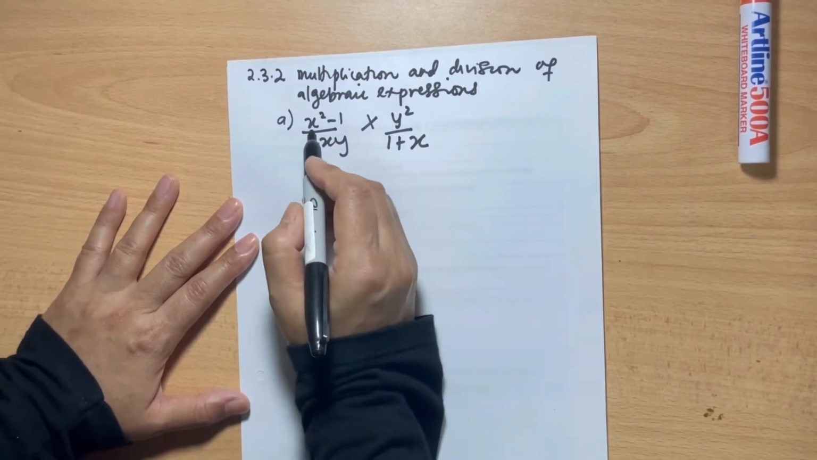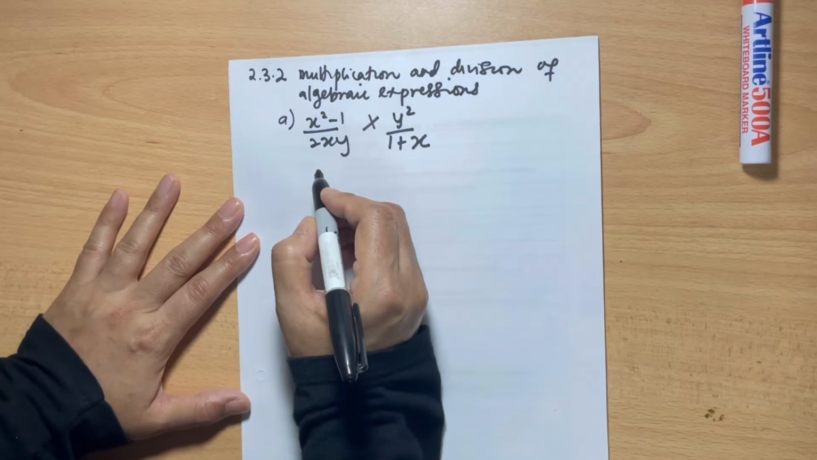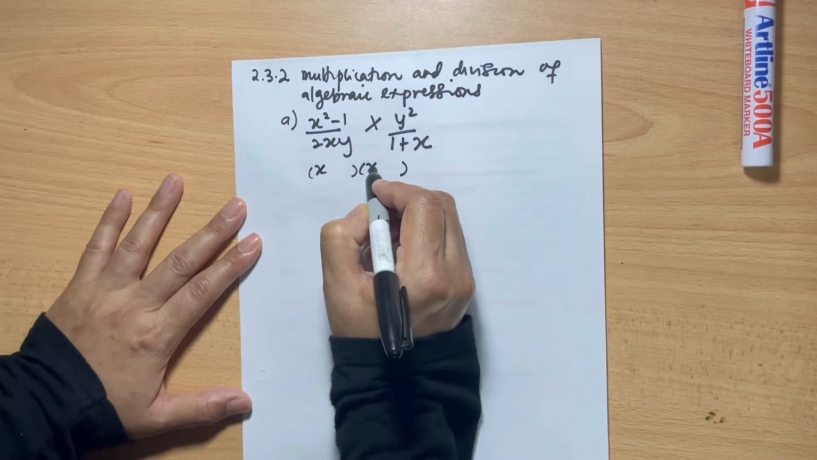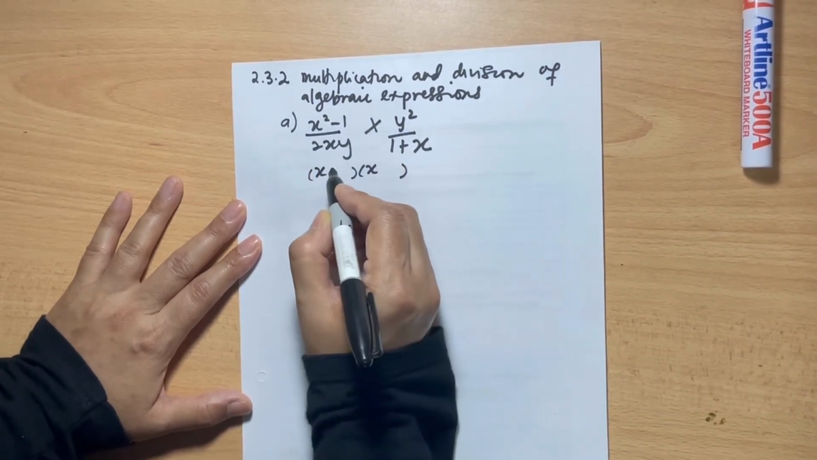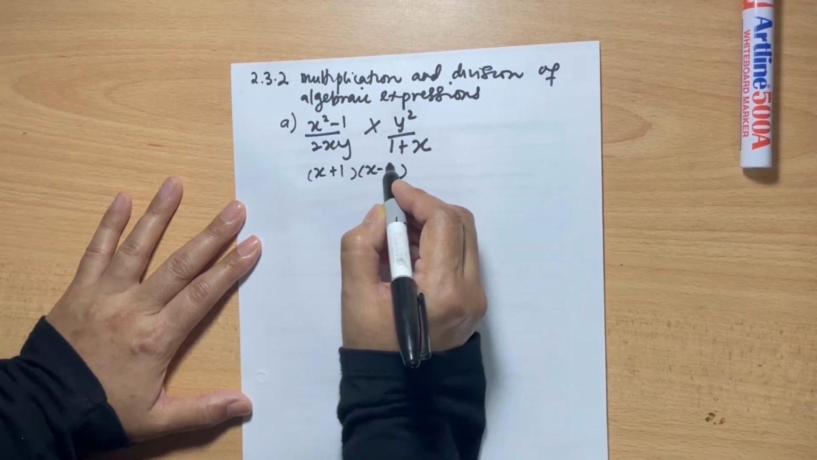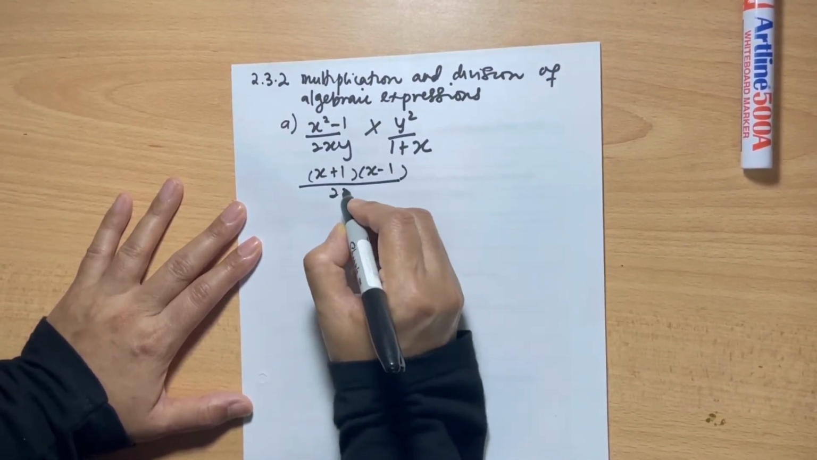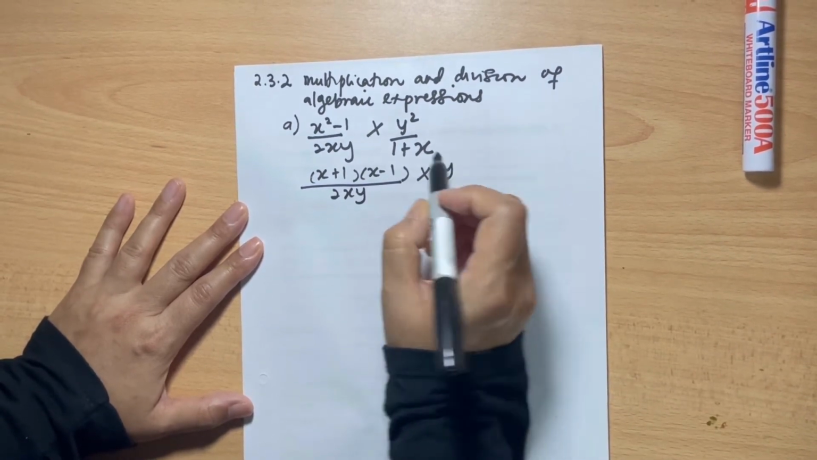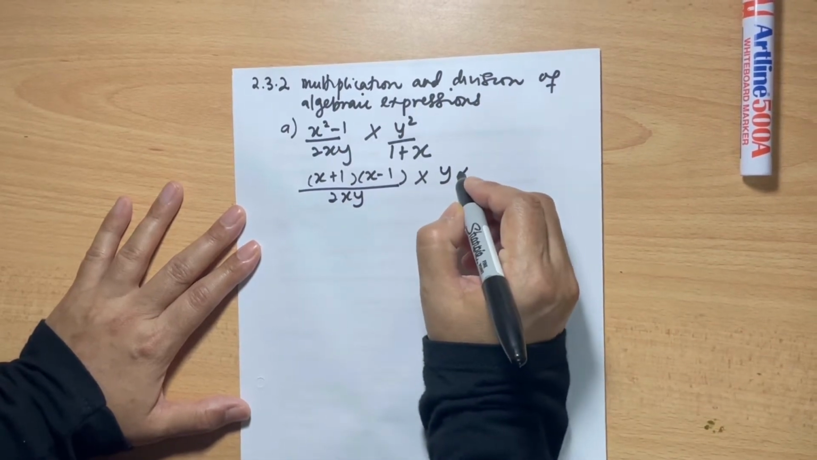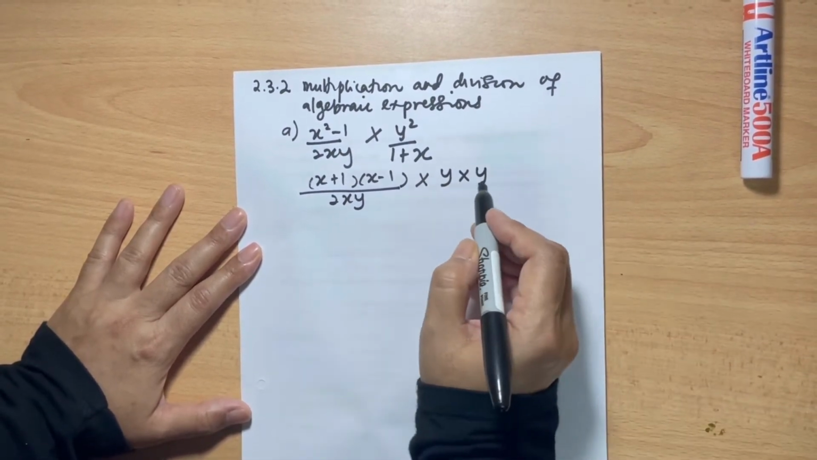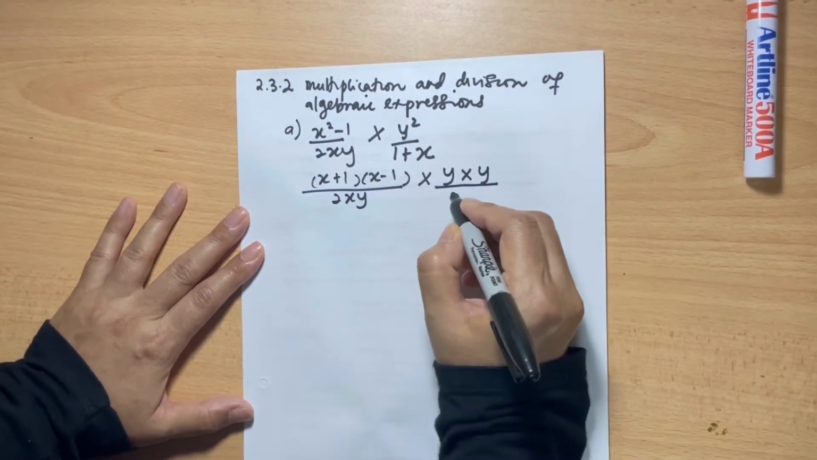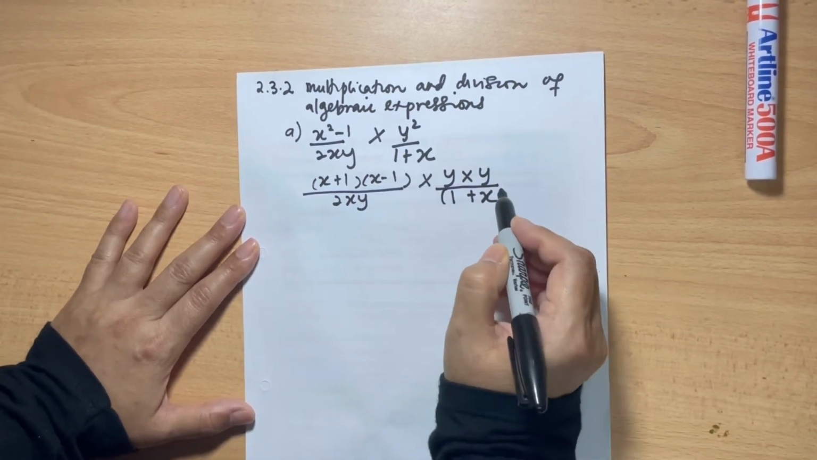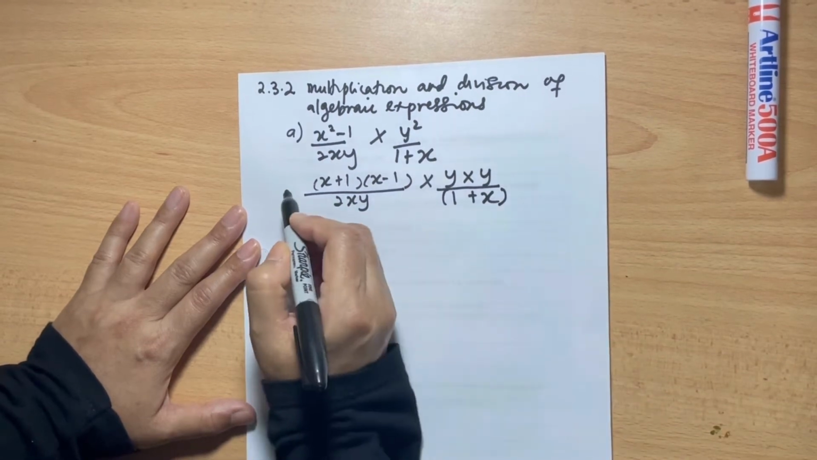Okay, let's say here x squared minus 1. What we can do is factorize this. So when we factorize, we get (x plus 1)(x minus 1) divided by 2xy, times, here we have y squared. You can separate them, becomes y times y, over 1 plus x. Alright, so 1 plus x is the same as x plus 1. So we put equal here.